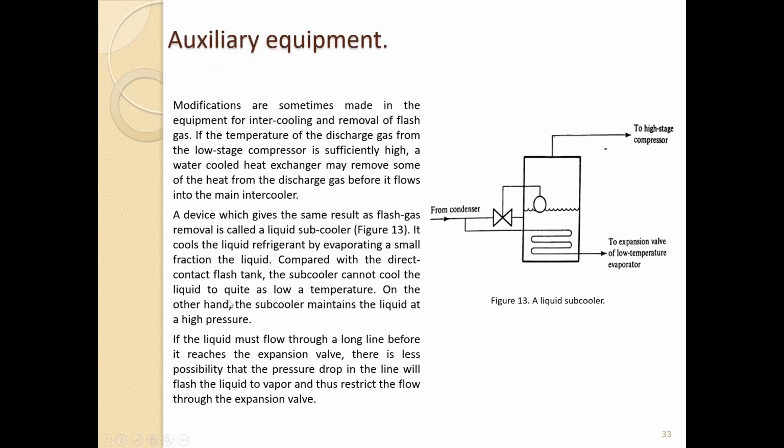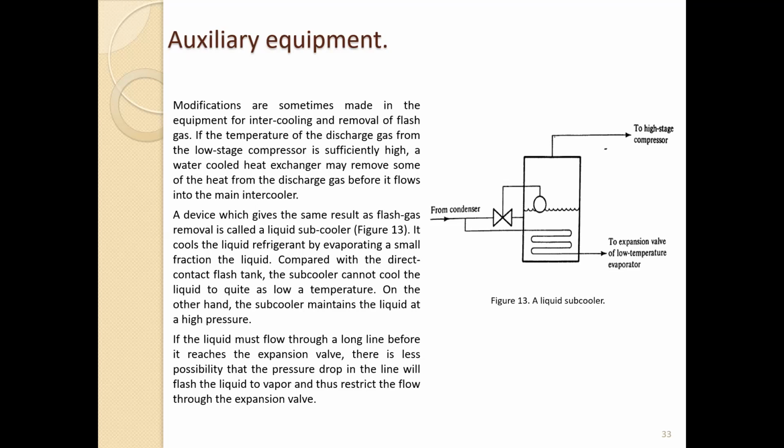Then auxiliary equipment. Modifications are sometimes made in the equipment for intercooling and removal of gas. If the temperature of the discharge from the low stage compressor is sufficiently high, a water-cooled heat exchanger may remove some of the heat from the discharge gas before it flows into the main intercooler. Mga dagdag. A device which gives the same result as flash gas removal is called the liquid subcooler.